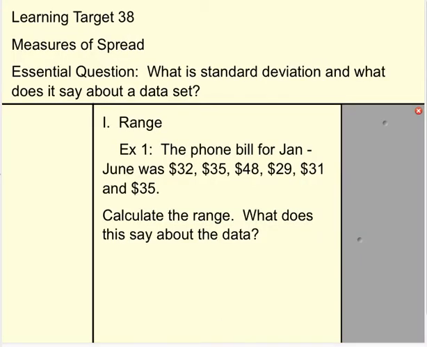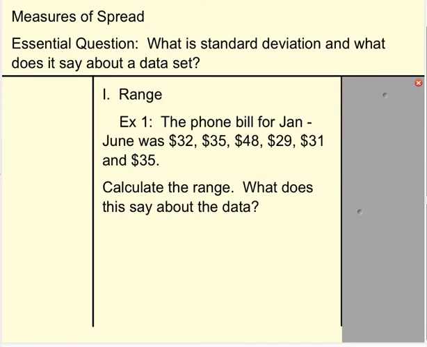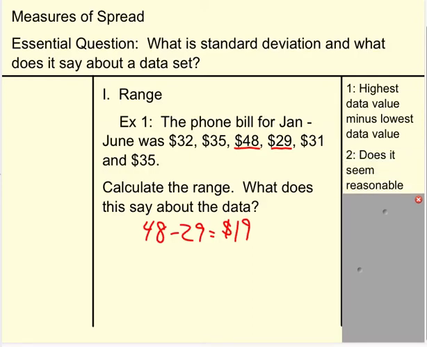We're going to start with a real quick review of range. So for this, all we need is the highest data value and the lowest data value. So looking through our list, our highest phone bill was 48, and our lowest phone bill was 29. So that's a $19 range in our data set.